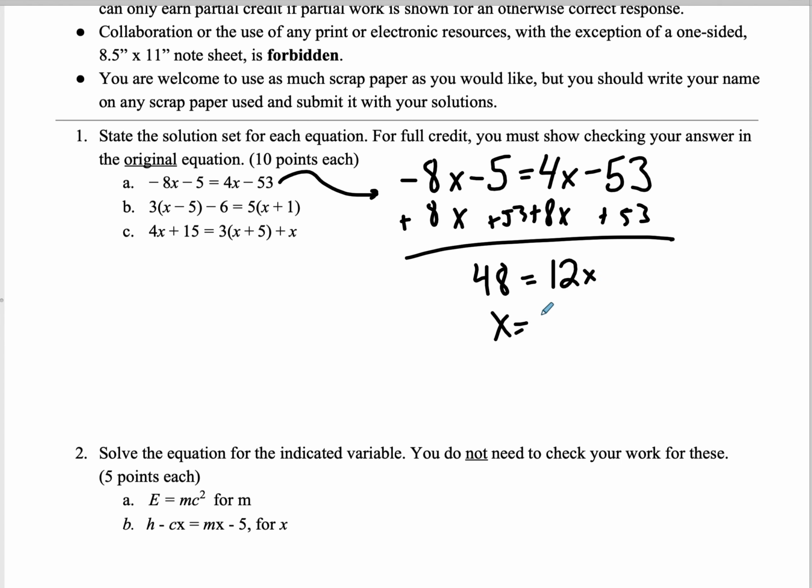And so what I get when I divide both sides by 12 is that x is equal to 4. Now you can see if you did it the other way around, you would have gotten negative 12x is equal to negative 48. Same exact answer.